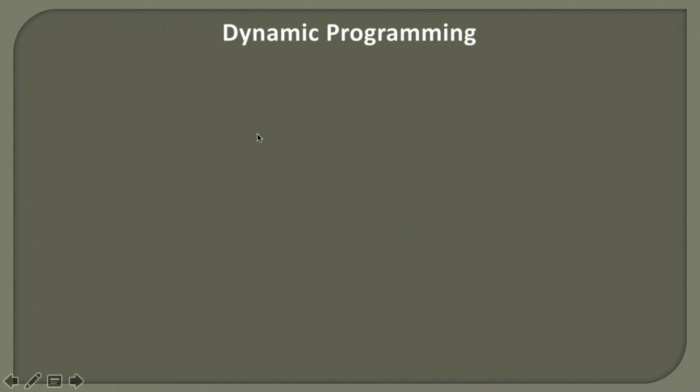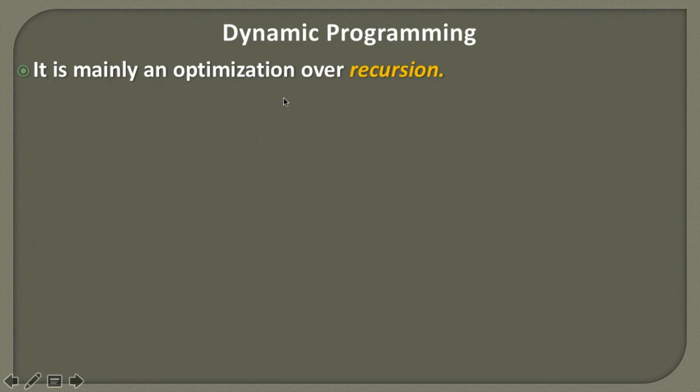So here if you see, we mostly use dynamic programming to provide an optimization over recursion. Let's say we use recursion to solve any problem. Usually it happens that when we solve a recursive problem, we tend to make the code inefficient. Which means using recursion we can solve the problem, but it tends to take more time.